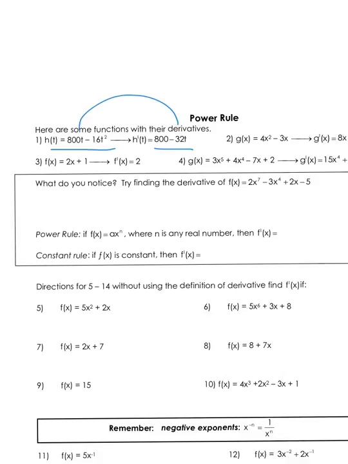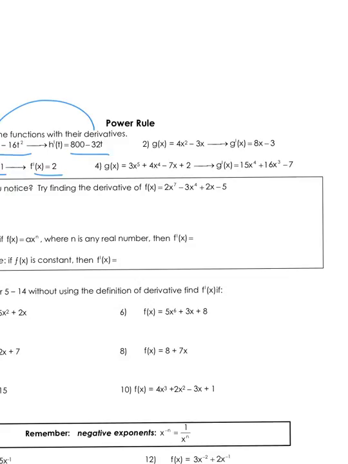Skipping down to number 3, one of the functions we did at some point was f of x equals 2x plus 1, and the derivative was just 2. So at this point, you should be thinking, do I notice any patterns? In number 2, g of x equals 4x squared minus 3x, and the derivative is 8x minus 3.